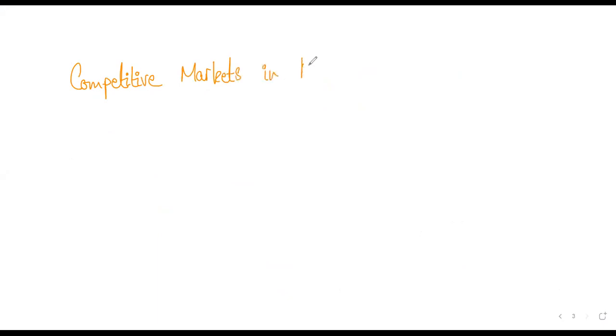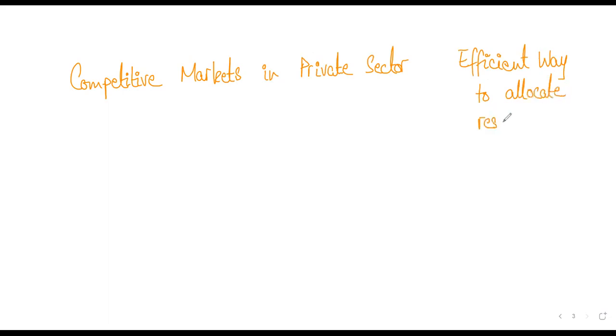So the first thing that you have to do in this question is to explain the keywords, right? In any essay question, the best way of answering is to start your answer by giving some definitions of the keywords that are used in the question. So basically it's asking you to explain whether competitive markets in the private sector are the efficient way to allocate resources. So you have to explain two things. What are competitive markets and what does it mean when you say efficient way to allocate resources? Is this making sense?